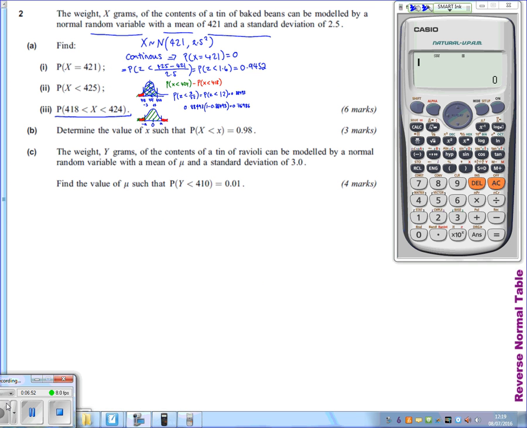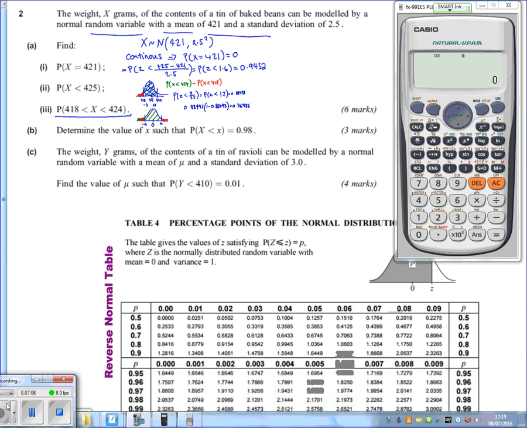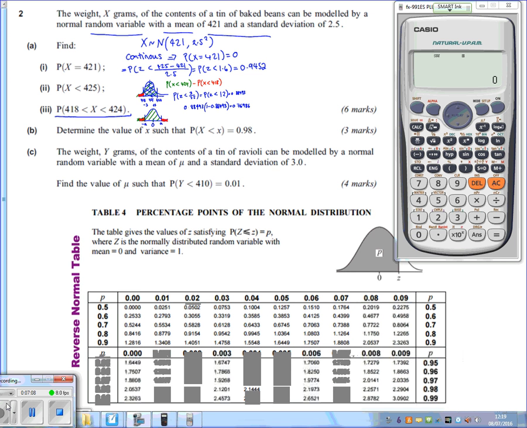Moving on to part B then, it says determine the value of x such that the probability of being less than that value is 0.98. So I need to use my reverse normal table to do this. I'm given the probability, so this is the percentage points of the normal distribution. I'm given the probability of 0.98.